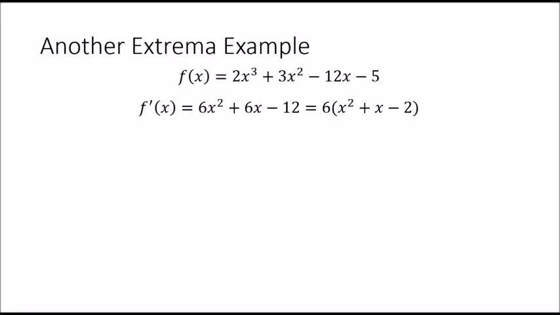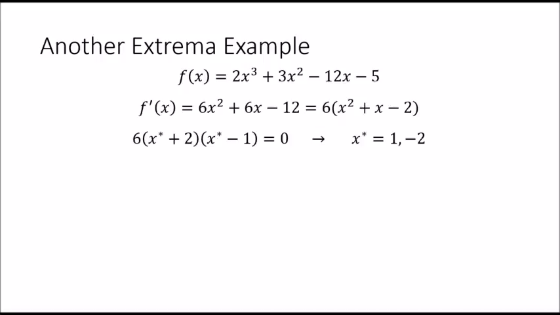So as I look at x squared plus x minus 2, I ask myself what values could I multiply together to get negative 2 but add together and get positive 1? Well, positive 2 times negative 1 would give me negative 2 multiplied and positive 1 when added together. So I factor this out, I set it equal to 0, and so now I see that I have critical points at x equals positive 1 and at x equals negative 2.